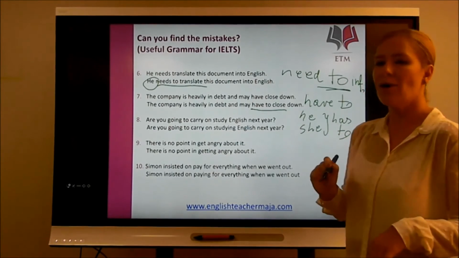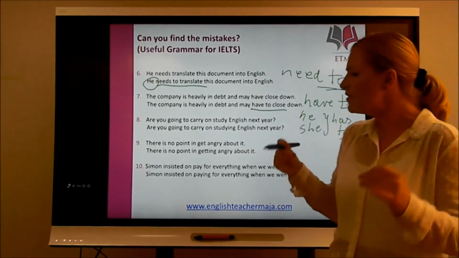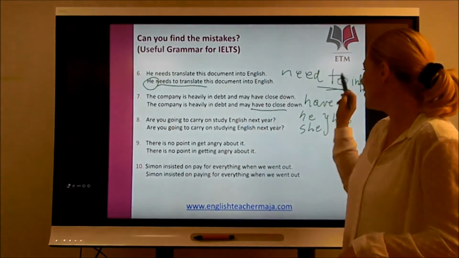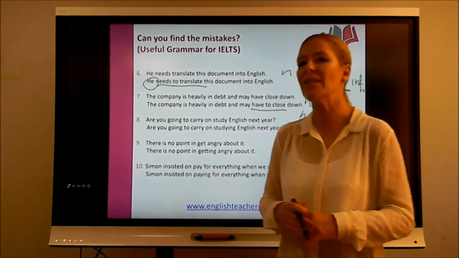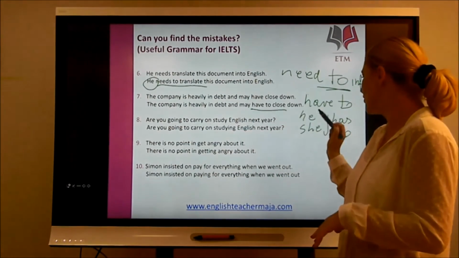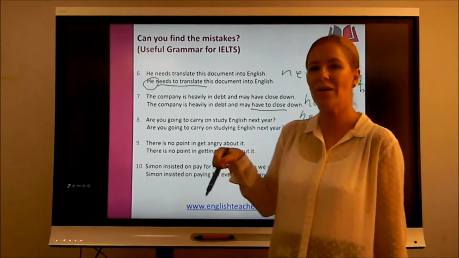has to. So she has to study a lot, or he has to work very hard. Okay, perfect. So need to and have to, but the third person singular still requires some changes. So he needs to, she needs to, he has to, she has to. Okay, so now we can move on.